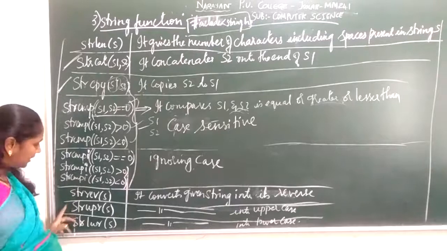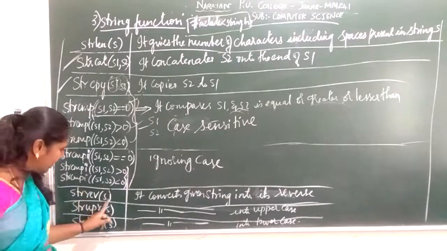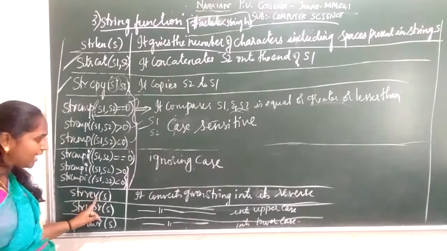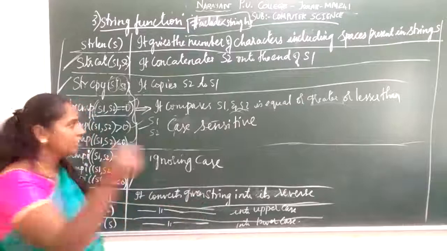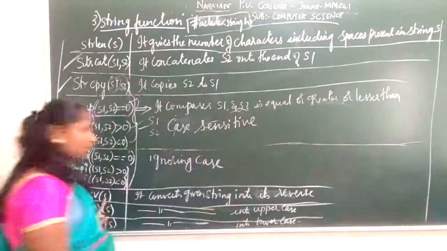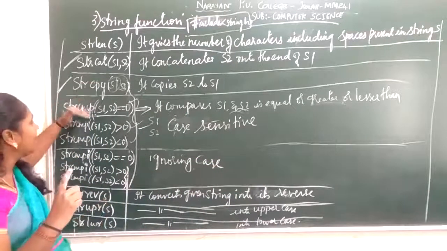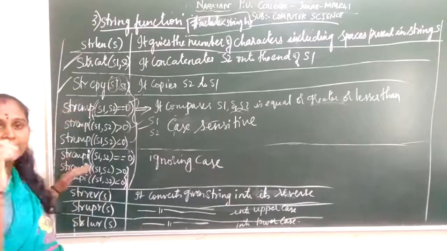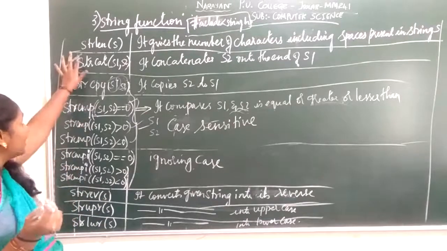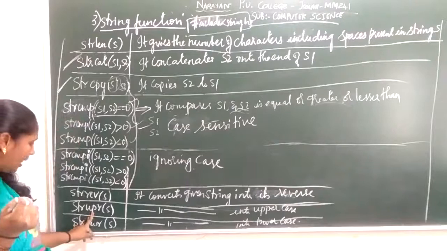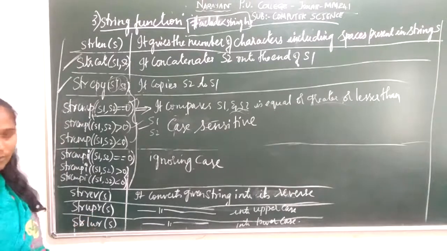Next, the other three. String reverse, STRREV, stands for reverse. Here it takes only one string. For copy, concatenate, and string compare, it considers two strings. But string length, string reverse, string upper, and string lower consider only one string.